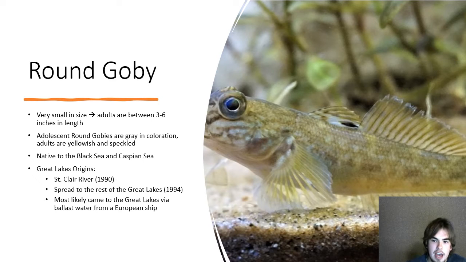So this picture that I have here is of an adult round goby, and they are native to the Black Sea and the Caspian Sea, which is over in Europe. They arrived in the Great Lakes in 1990 in the St. Clair River, and from there they have spread to all of the other Great Lakes by 1994. And they most likely came to the Great Lakes via ballast water from a European ship, probably traveling from either the Black Sea or the Caspian Sea to America.